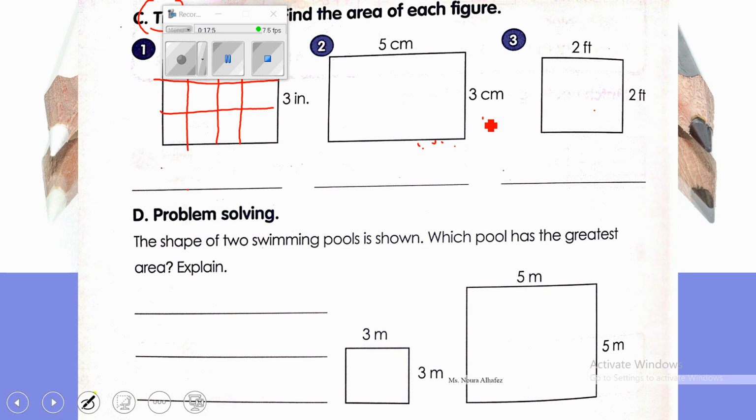The last problem solving. The shapes of 2 swimming pools are shown. Which pool had the greater area? So here I have 3 length and 3 width, and here is 5 with 5. If I multiply 3 times 3 with the answer, and 5 times 5 with the answer, tell me which is the greater area. This is the lesson for today.